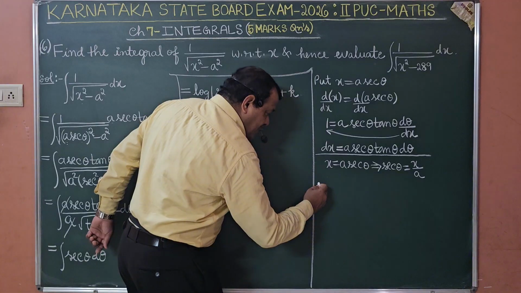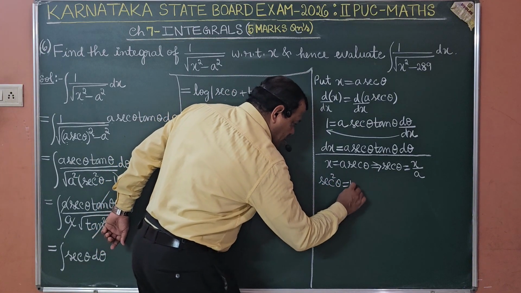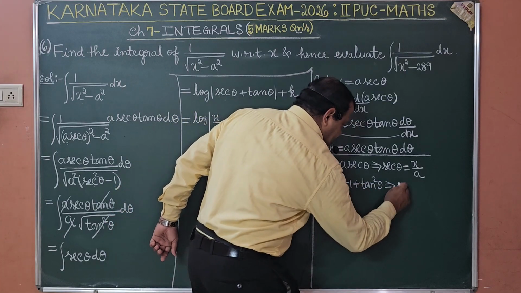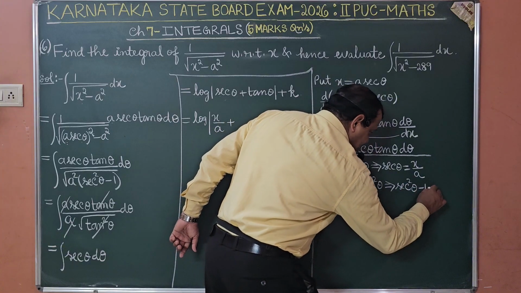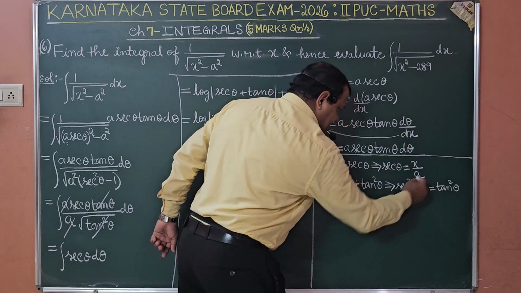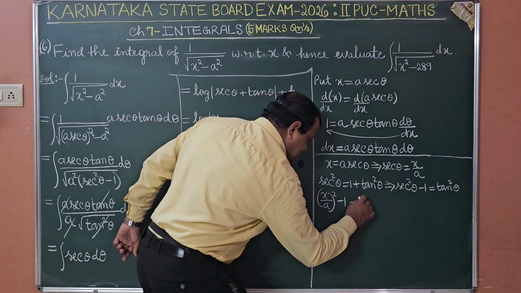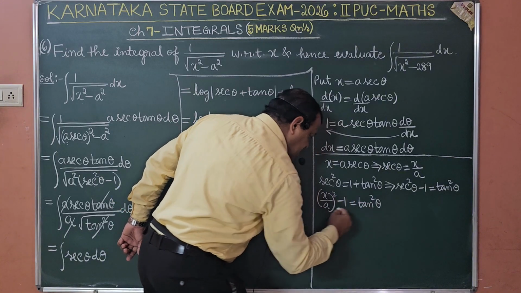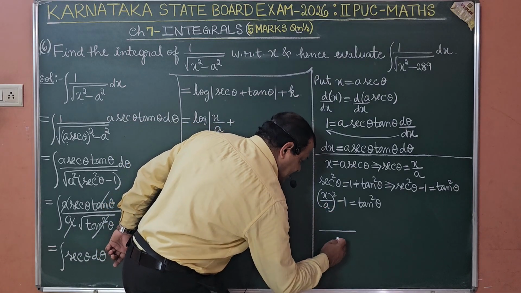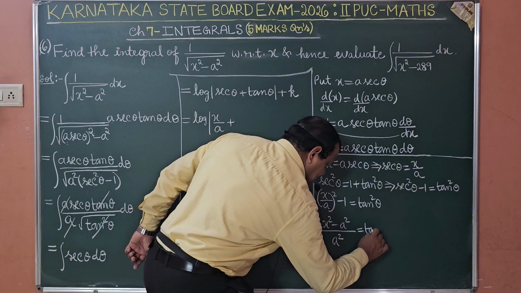Now tan theta, you know, this is the identity. We have secant square theta equal to 1 plus tan square theta. This implies secant square theta minus 1 is tan square theta. By the way, what is secant theta? X by a. So x by a whole square minus 1 is tan square theta, or x by a whole square is x square by a square. See here a square LCM, numerator x square minus a square is tan square theta.